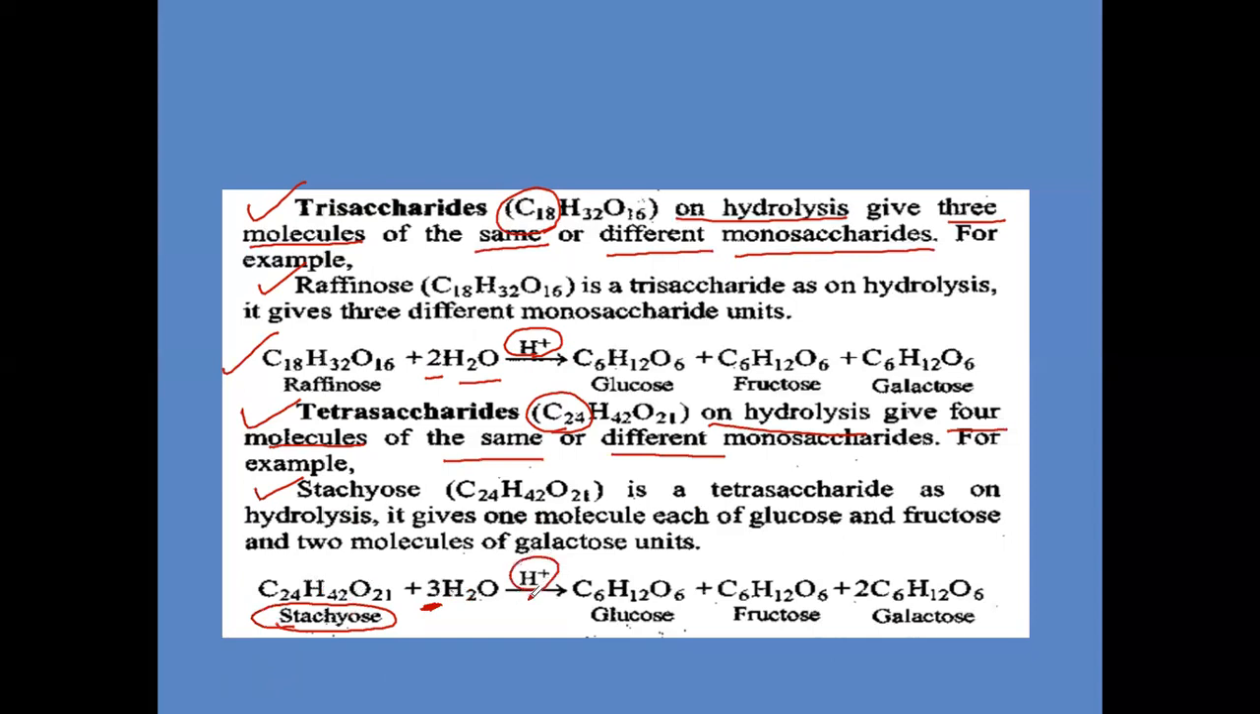medium. And this is what we can call acidic hydrolysis. Acidic hydrolysis will be giving what? A glucose molecule, a fructose molecule, and 2 molecules of galactose. 2 moles of galactose, 1 mole of fructose, and 1 mole of glucose are formed from stachyose.